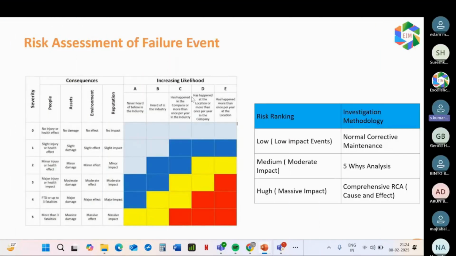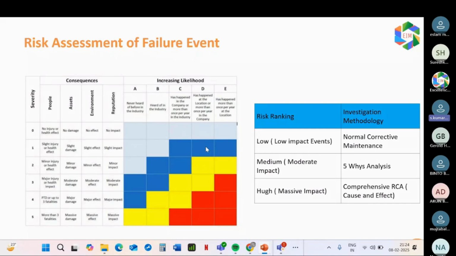We have the risk assessment matrix. Based on the risk assessment matrix, we rank that particular failure. To give an example, if I have a slight impact on the damage of equipment, it is not impacting me on production loss or maintenance. It may be somewhere here. Then if it has just happened at the location, it is falling here. So it is like a low risk event.